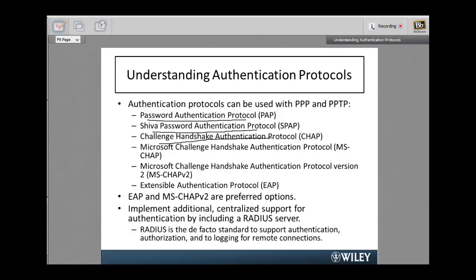EAP and MS-CHAP version 2 are the preferred options. Implement additional centralized support for authentication by including RADIUS servers. A RADIUS server is a de facto standard for supporting authentication, authorization, and logging for remote connections.